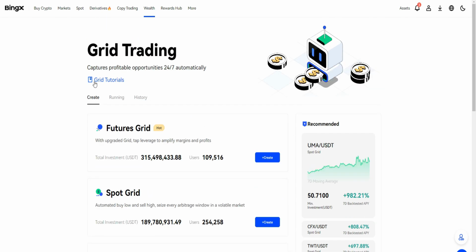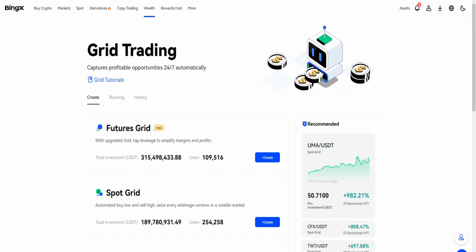What is a grid trading bot? It's a robot that makes profit while the price bounces up and down in a lateral zone. So, for example, if Bitcoin is bouncing between $20,000 and $25,000, the bot can buy low, at 20,000, and sell high at 25,000, and then buy again.